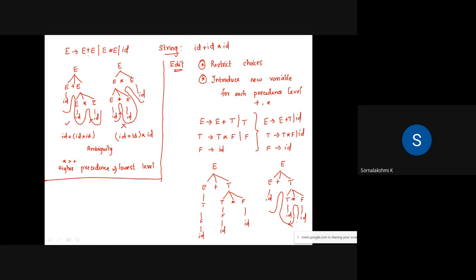So the highest precedence operator should be at the lowest level. So highest precedence operator is at the lowest level. So both are correct. Indirectly you have non-terminals in between, and then you reach the terminal, or directly you can write like this also, and you can substitute. So by editing the grammar, we have restricted the choices by introducing new variables or new non-terminals, and we have made the grammar more clear.